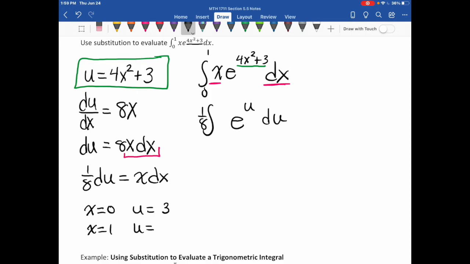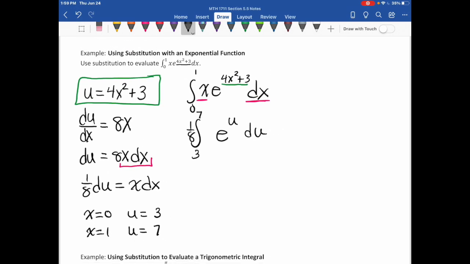So when x is 0, u is going to be 3. When x is 1, u is going to be 7. Then I'm going to rewrite my limits to go from 3 to 7. So now I just need to find the antiderivative. The antiderivative of e to the u is e to the u. That makes it easy. And I want to evaluate this from 3 to 7.